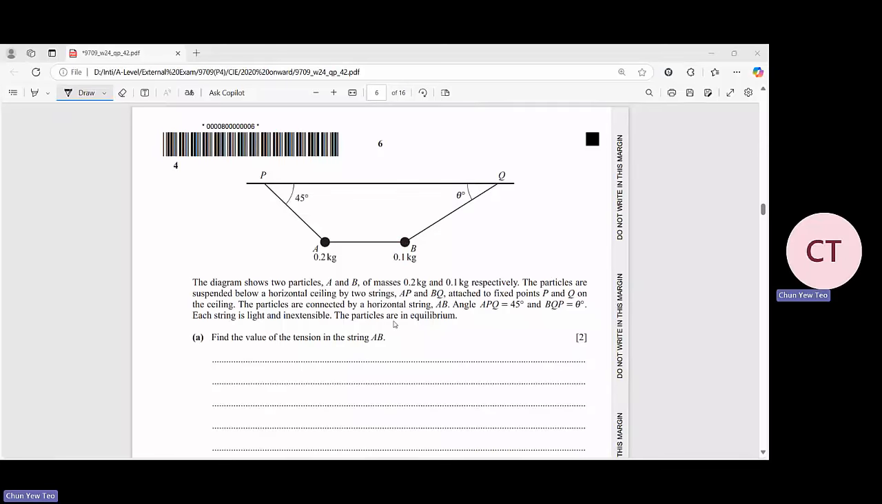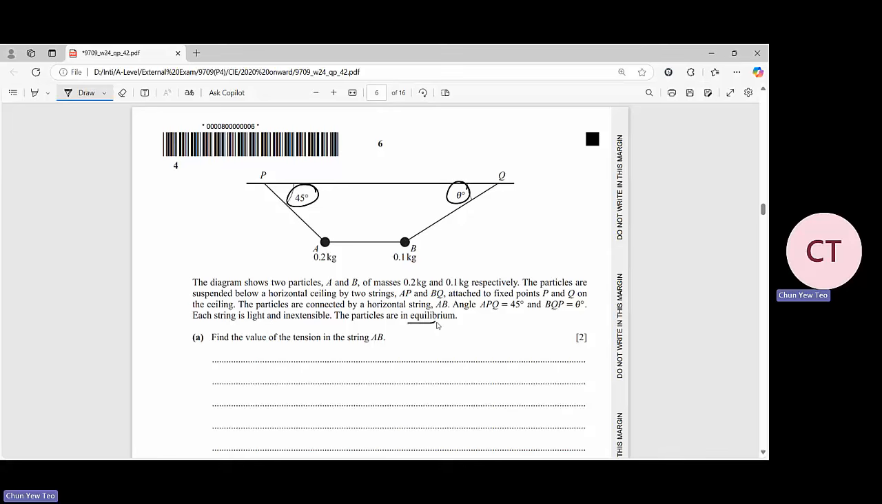Okay, question number 4. We have a diagram here. The diagram shows two particles A and B of mass 0.2 kg and 0.1 kg respectively. The particles are suspended below a horizontal ceiling by two strings, AP and BQ, attached to fixed points P and Q on the ceiling. The particles are connected by a horizontal string AB, and the angle APQ is 45 degrees, and the angle BQP is theta degrees. Each string is light and inextensible.